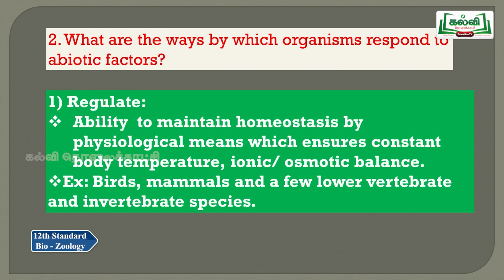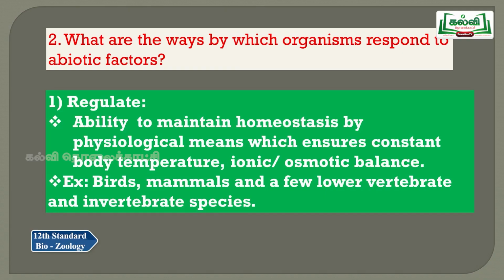Then the second question: what are the ways by which organisms respond to abiotic factors? The first one is regulate, that is the ability to maintain homeostasis by physiological means, which ensures constant body temperature, ionic and osmotic balance. This is regulation, that means the organism regulates its body conditions in response to the outer environment.